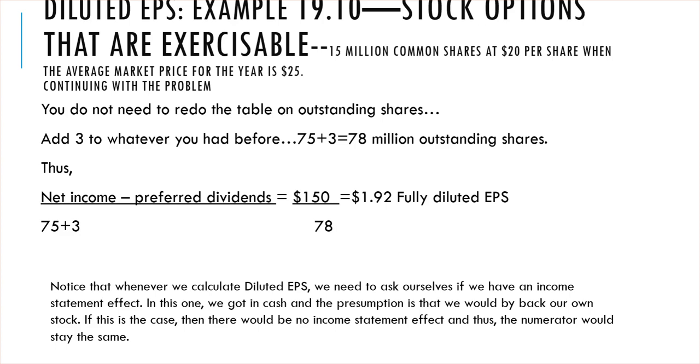So whenever you do the diluted earnings per share, you need to say, do I have a net income effect? Do I have a preferred dividend effect? Do those numbers change? And the net income number is after tax, by the way. And then you also are looking at your denominator and seeing what the denominator does.